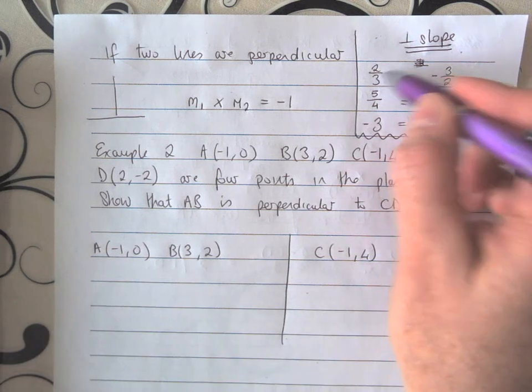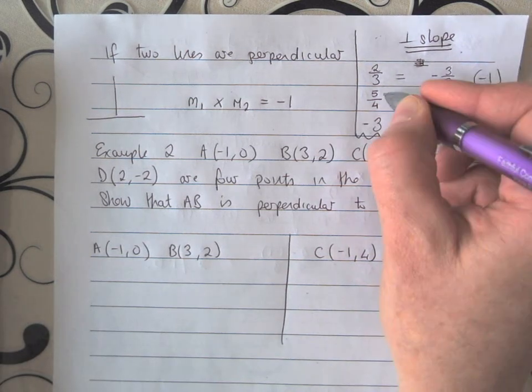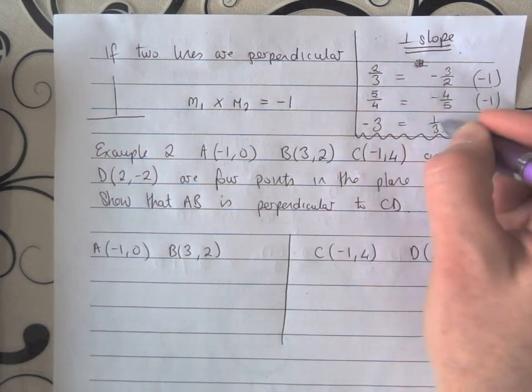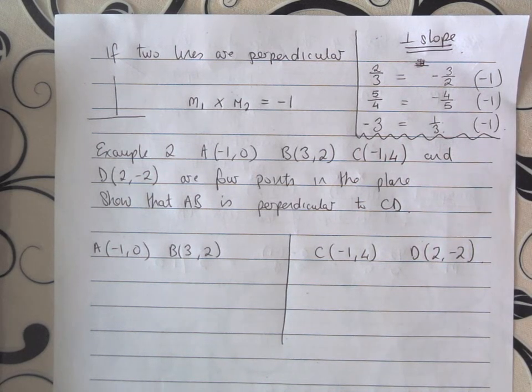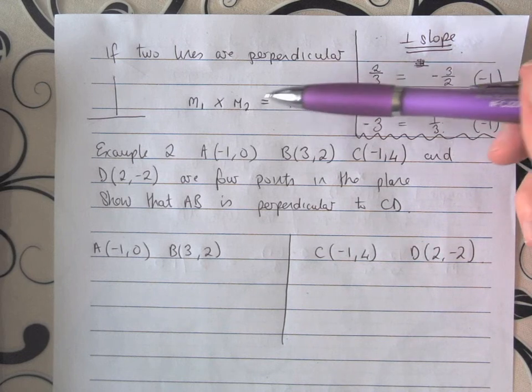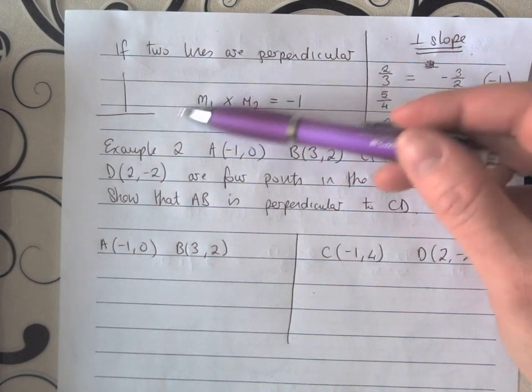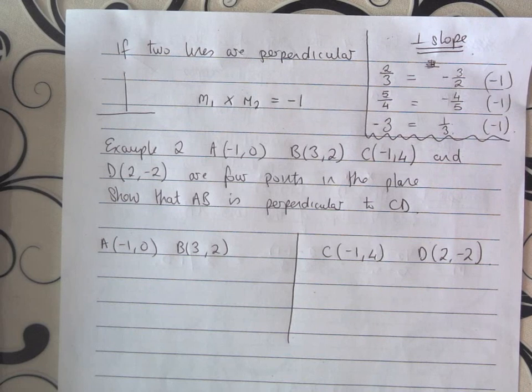And you'll see if you multiply each pair, you get -1. Okay, so if they just ask you to write down the perpendicular slope, you can just flip it and change the sign. If they want you to show that two lines are perpendicular, you have to multiply the two slopes together and show that it gives -1.